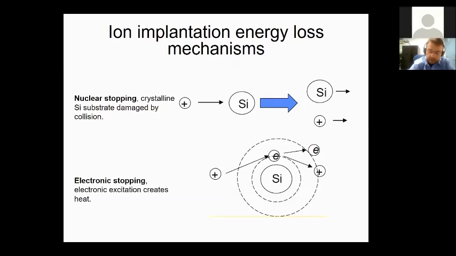When these ions interact with the surface, they will be stopped. How? By basically colliding with the silicon atoms, or they can go into interactions with the electron clouds of these silicon atoms. This is what we call, if they crash into the silicon and displace the silicon atom, nuclear stopping. Otherwise, it's going to be called the electronic stopping, and it will create heat, of course. The other one, on the other hand, will damage the crystal silicon.